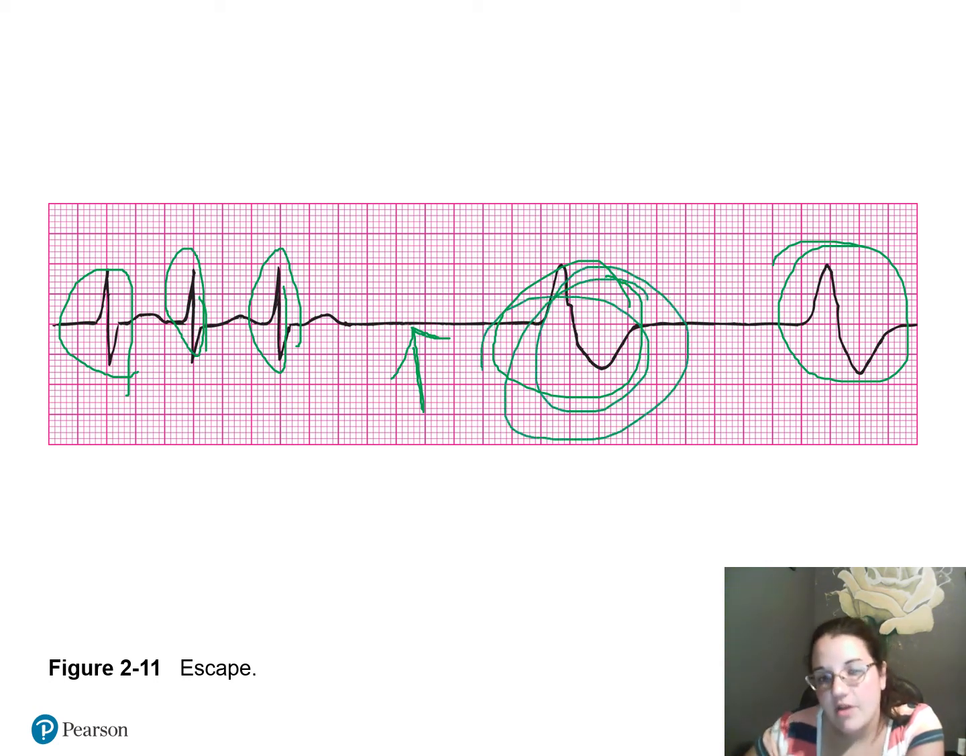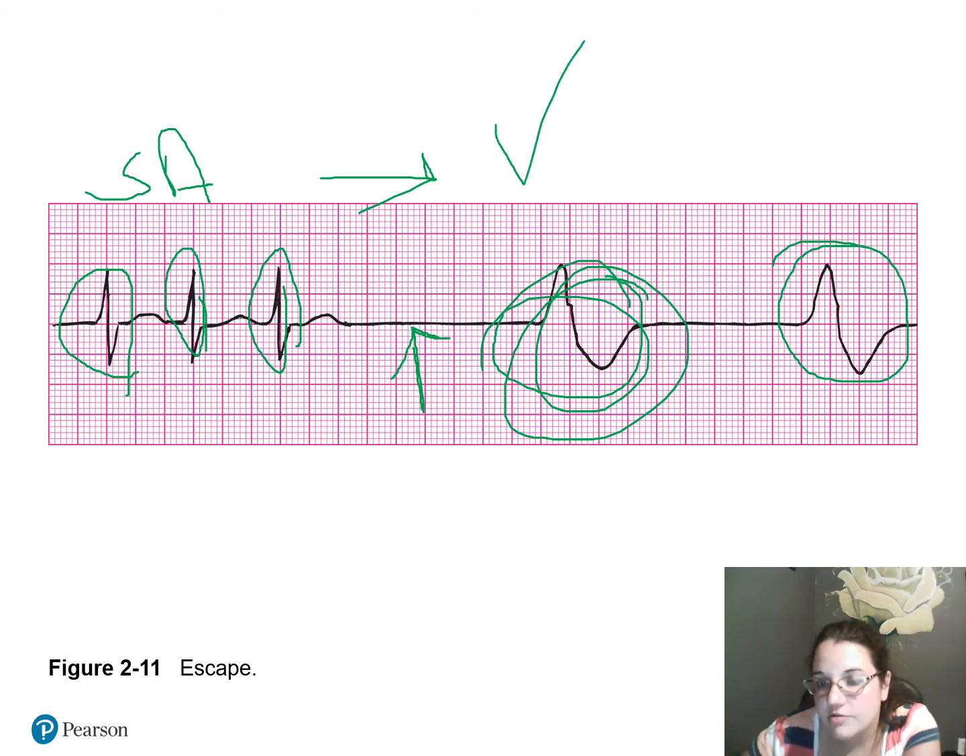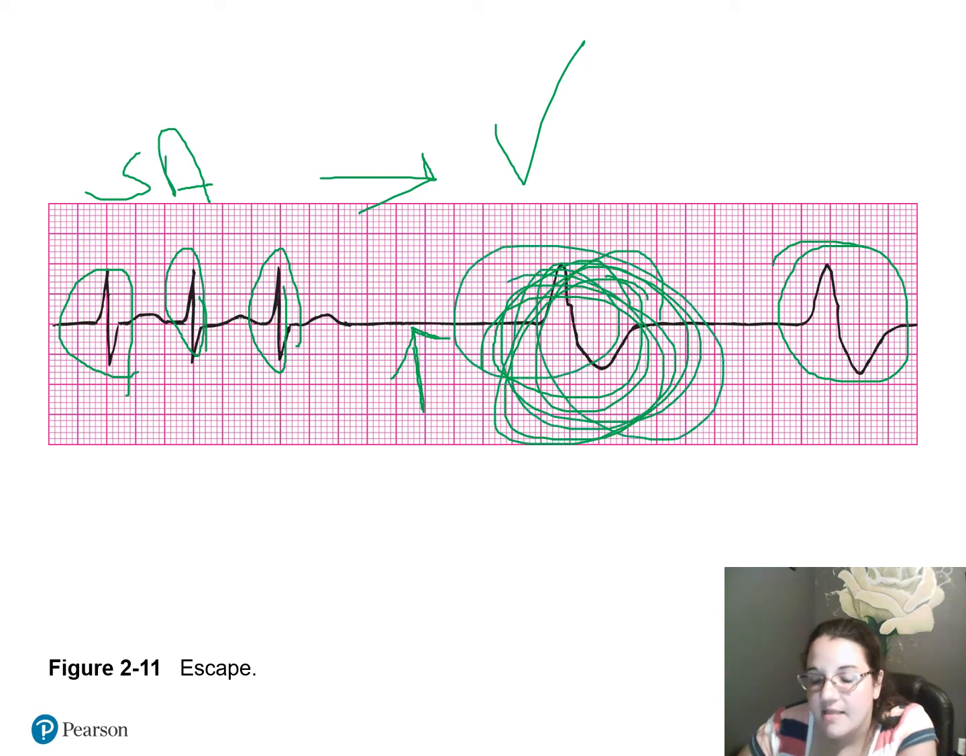So think about over here, this is my SA node. I'm getting beats, they're going through, they're good, and they're on time. But then the SA node didn't send a beat. The AV node is waiting. The AV node didn't get the beat, so my ventricles are going to send off an escape beat, which is going to take slower, causing my pause. And I'm going to get this crazy looking QRS. That is your escape beat coming from a lower pacemaker.